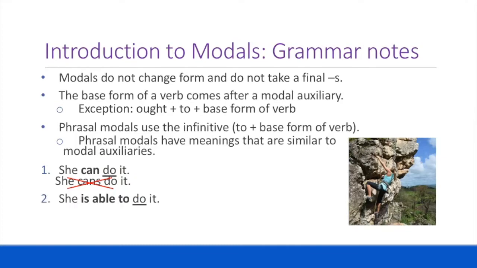Here's another example. She is able to do it. Is able to is a phrasal modal. So it starts with the be verb. So this does change to agree with the subject she. And after the phrasal modal, it includes to, and then we have the base form of the verb.